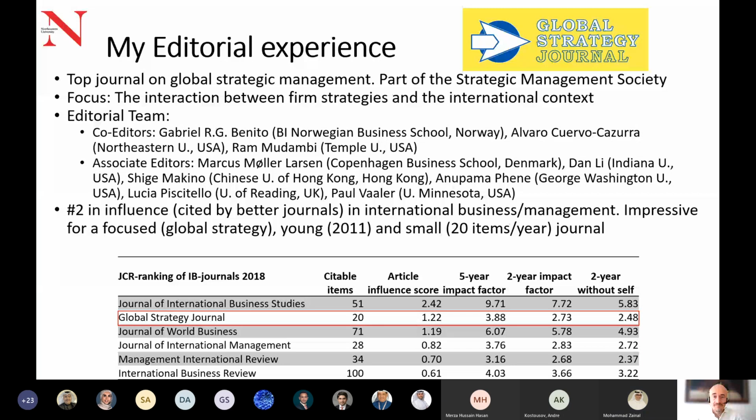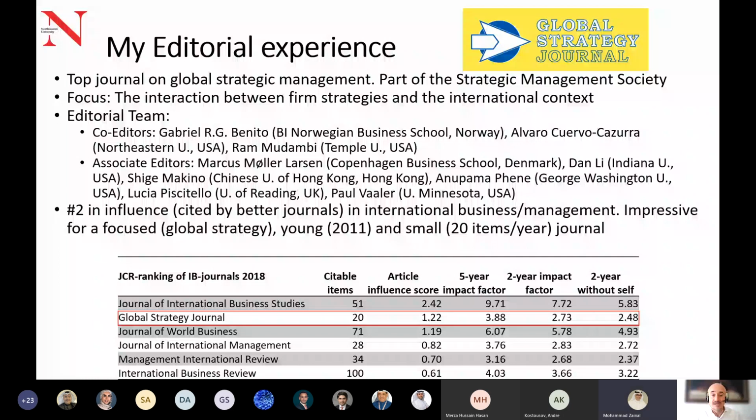It is, if you want, focusing on global strategy, and as such, it is a niche journal that is trying to be a small and high-quality journal. As a result, we do publish much fewer articles than others, but nevertheless, these articles will have an impact. So that's what I'm going to be telling you about. How do you make your papers not only accepted, but also impactful?